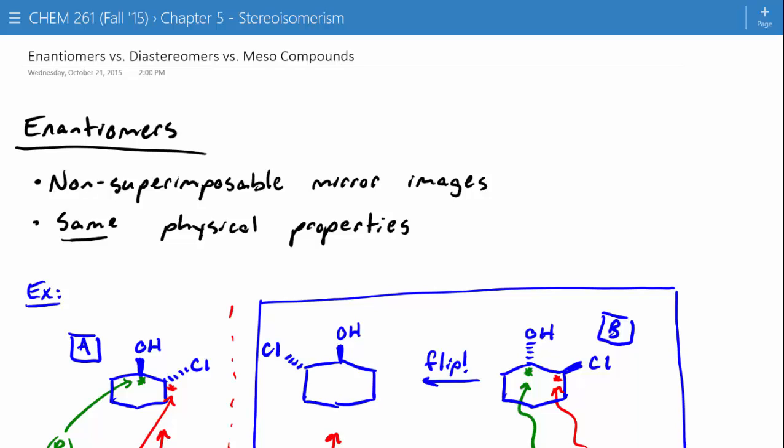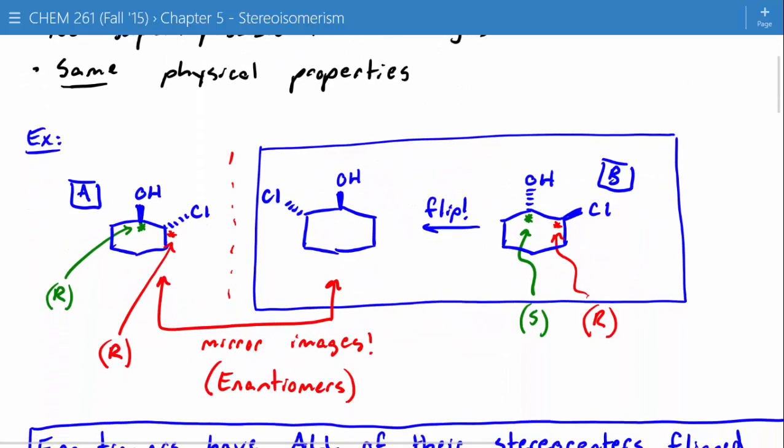All right, so what we're going to do with the remainder of today is we're going to review a little bit about enantiomers, diastereomers, and mesocompounds because these are pretty tricky concepts. So the first one is enantiomers. Enantiomers, we said, are non-superimposable mirror images. They have the same physical properties.